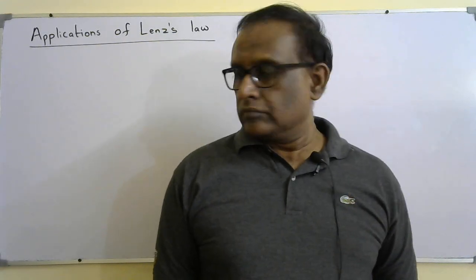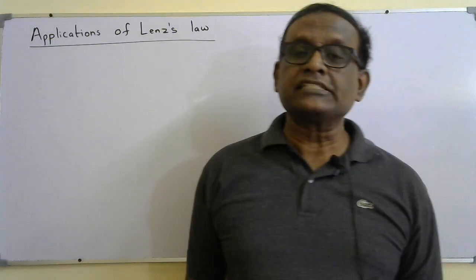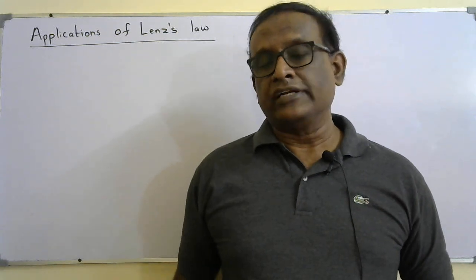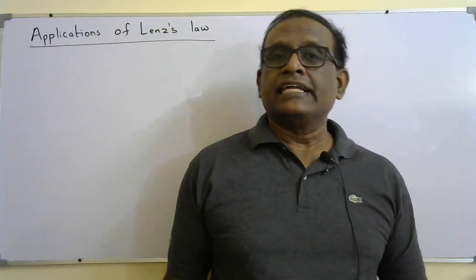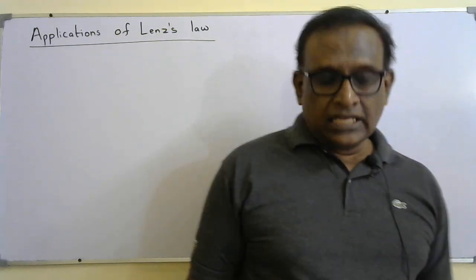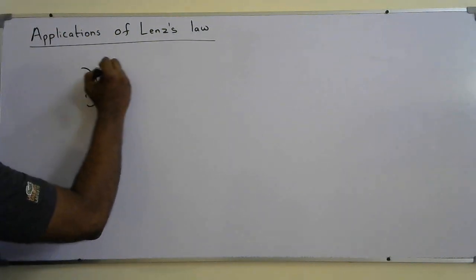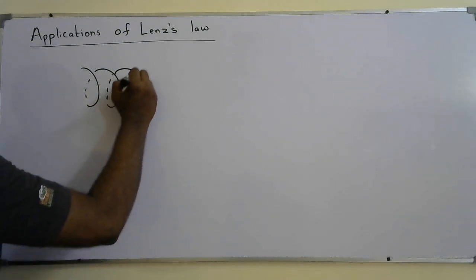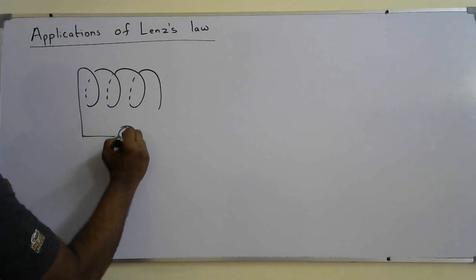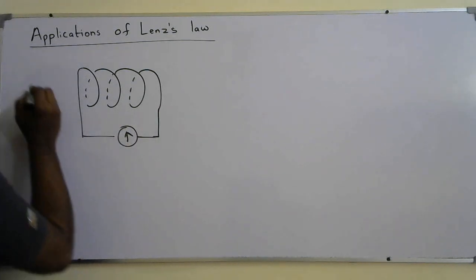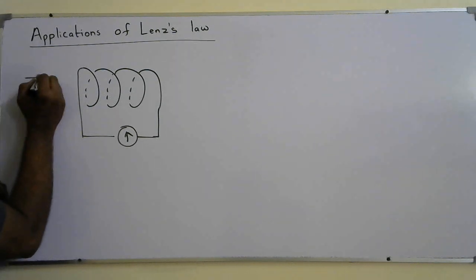Okay, so applications of Lenz's law. Mainly we can use Lenz's law to find the direction of the induced EMF or the direction of the induced current. Direction of the induced EMF means which end is positive and which end is negative for the induced voltage. Say for example, we consider a solenoid like this, connected to a galvanometer. A bar magnet, this is the north pole, is moved in this direction.